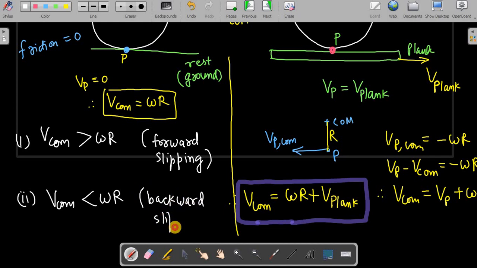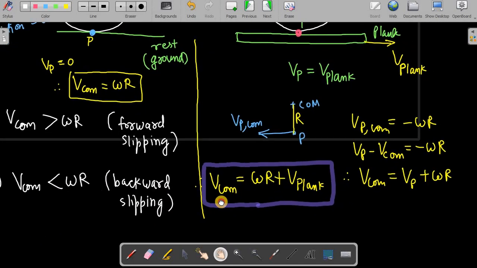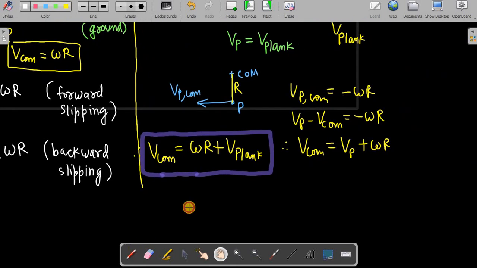Backward slipping. Okay. Backward slipping. Right. Similarly, here also you can make conditions for forward and backward. So in this case, if you consider pure rolling, this is the condition for pure rolling: center of mass velocity will be omega r plus v flat.